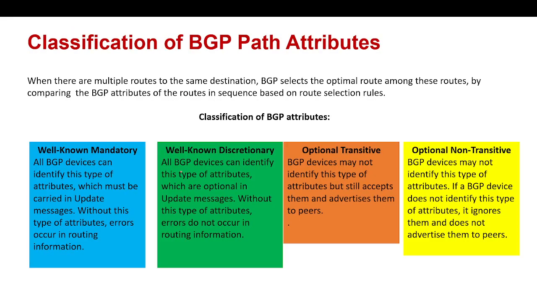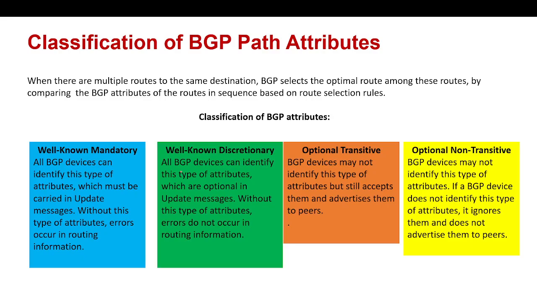To the next slide about the classification of BGP path attributes. So we have 4 main classifications. We have the well-known mandatory, we have well-known discretionary, we have optional transitive, and we have optional non-transitive.